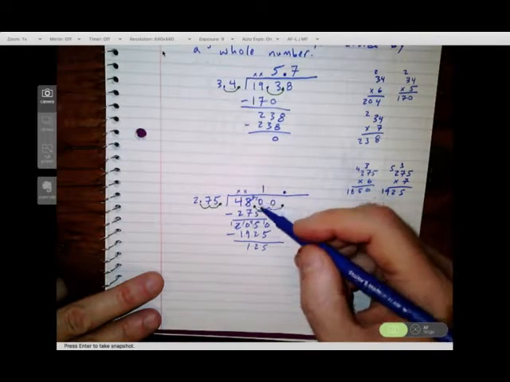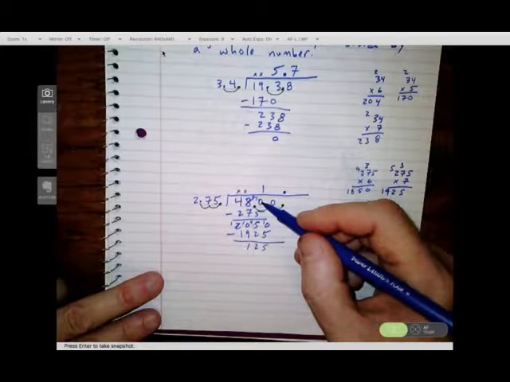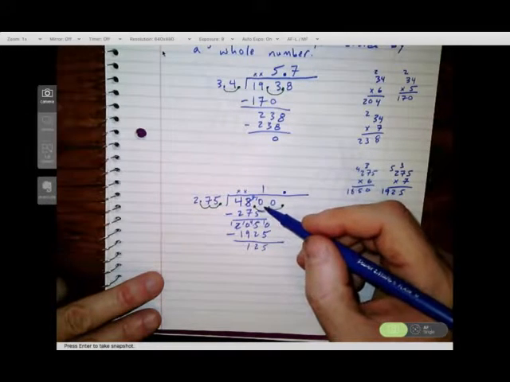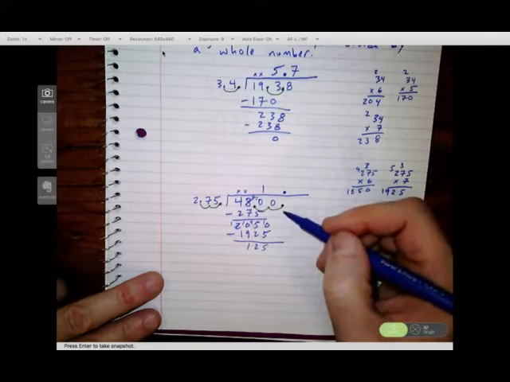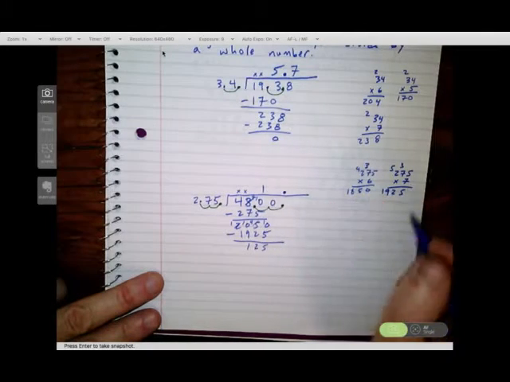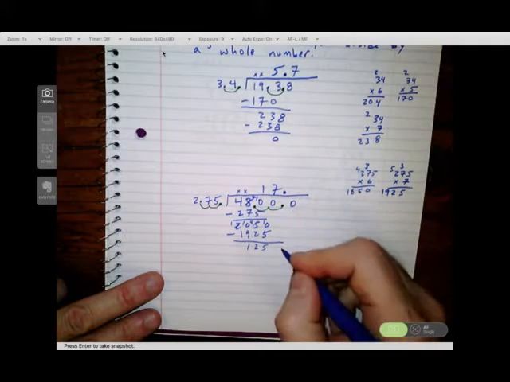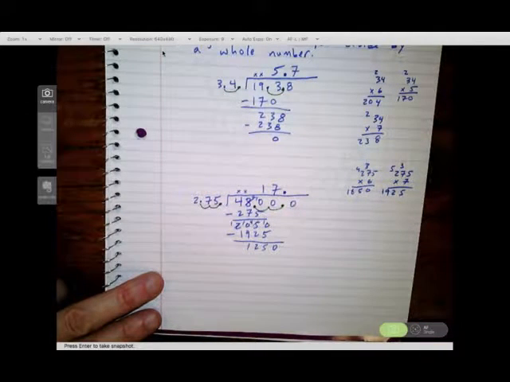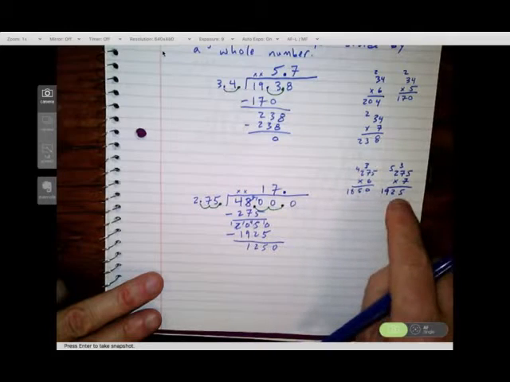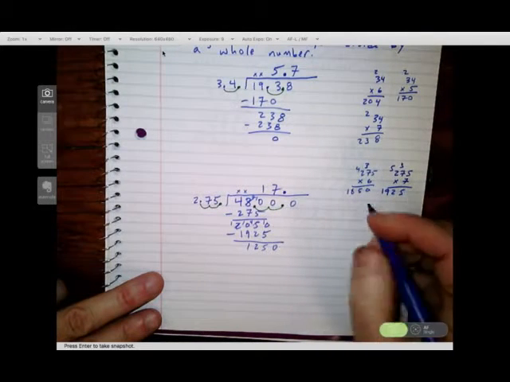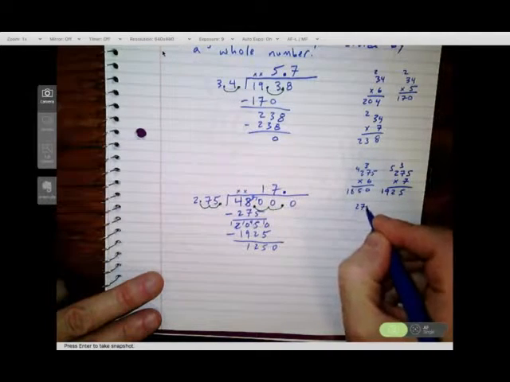Okay, so I did 1 0 here, second 0 here. Looks like I need to, oh, I forgot to write the 7. Sorry about that. I need to add a 0. Drop it down. So how many 275s into 1250? Well, 6 is too big, 7's too big. I think it's 4. 275 times 4.